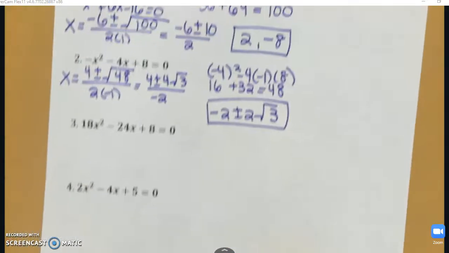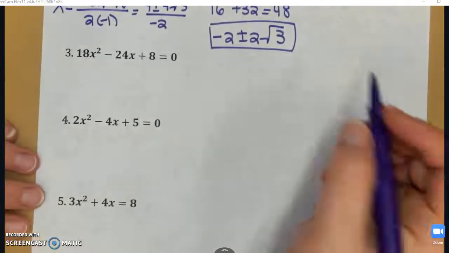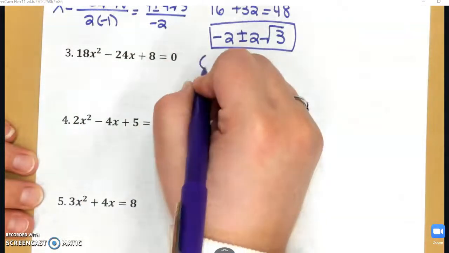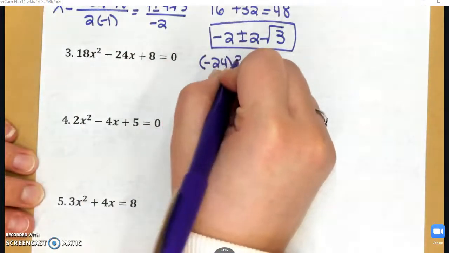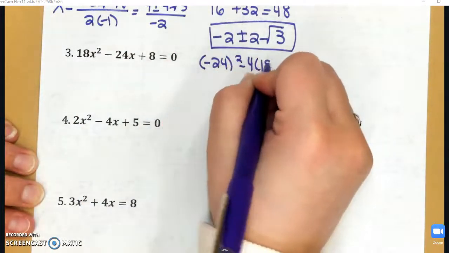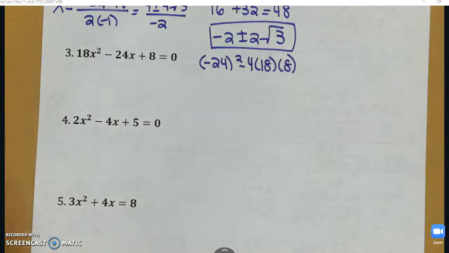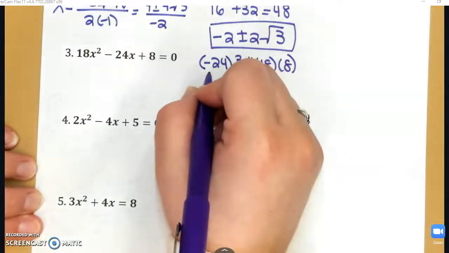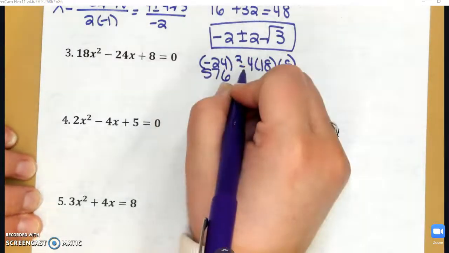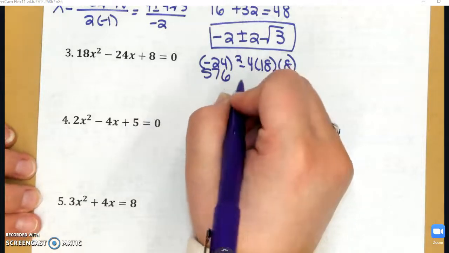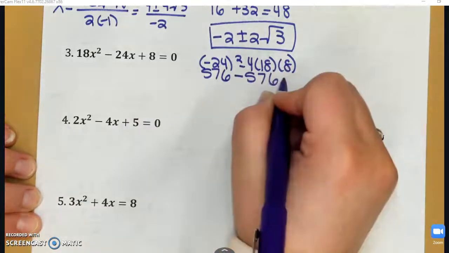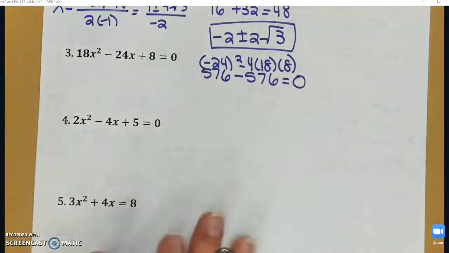Okay, on to the next one, number 3. It's already in standard form, so I'm looking for my discriminant. Negative 24 squared minus 4 times a times c. These are going to be big numbers. Negative 24 squared is 576. Negative 4 times 18 times 8 is minus 576. So this is going to give me 0. So my discriminant is 0.